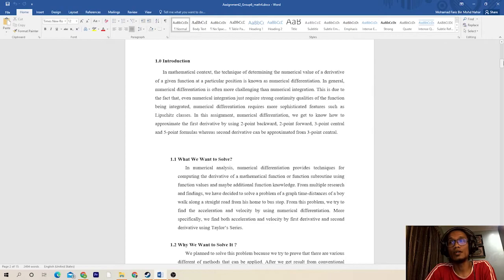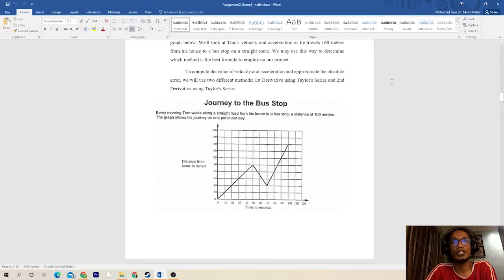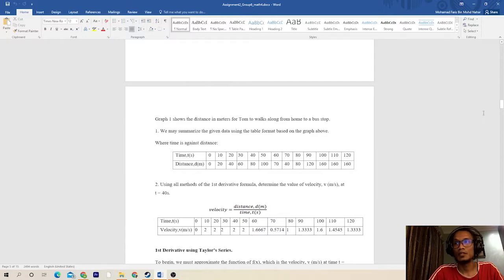We already found out that our problem is about a kid named Tom that walks along a straight road from his home to a bus stop at a distance of 160 meters. And this is the graph. After we extract this graph into a table, this is the table.